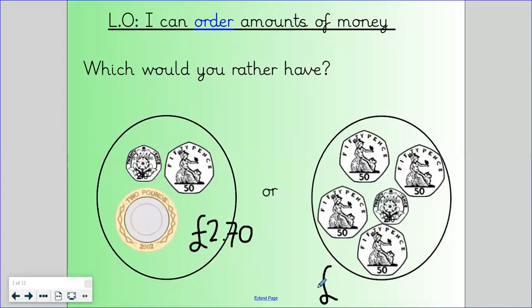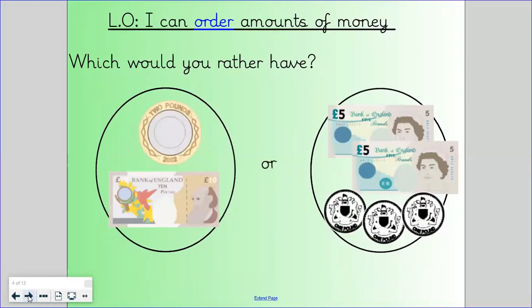So have a think about it. Which one's more? £2.20 or £2.70? Well, this amount is larger, so probably you would choose to have this amount in this circle here. Okay. Have a look at these two amounts.